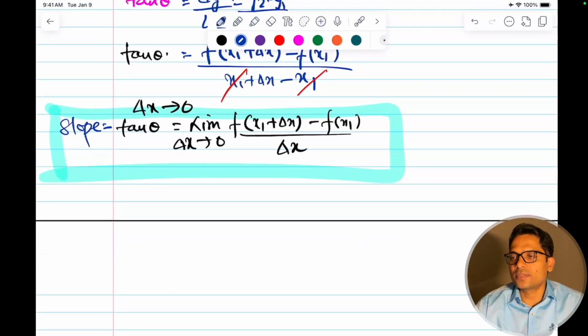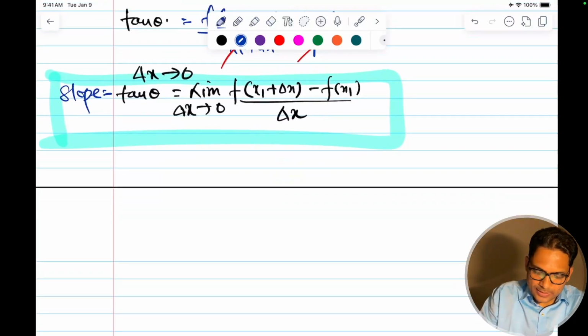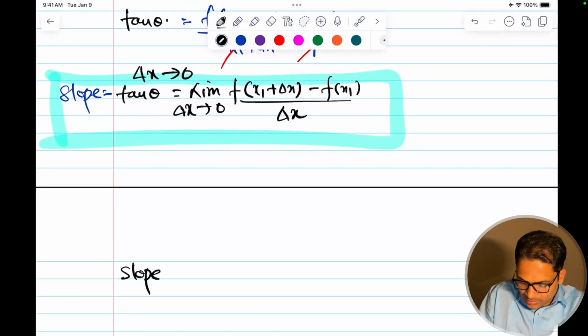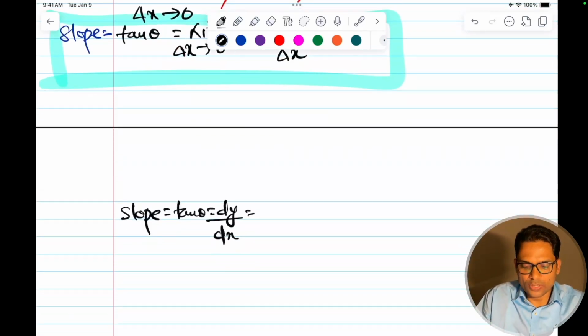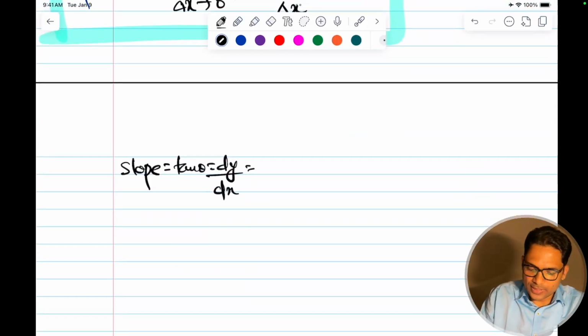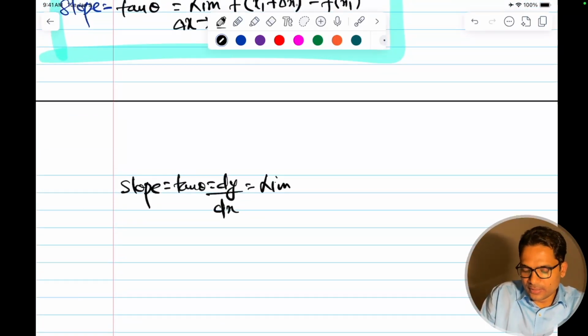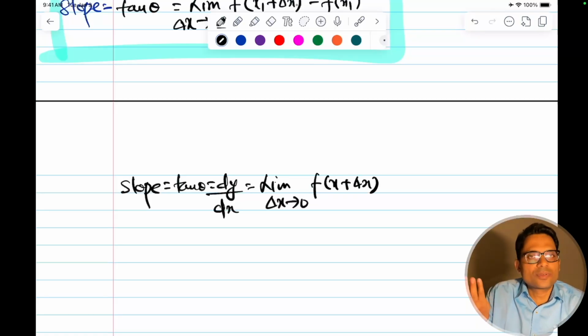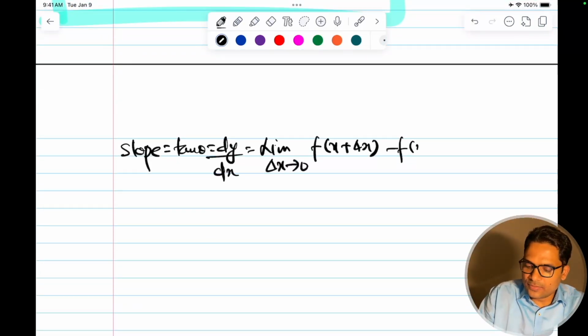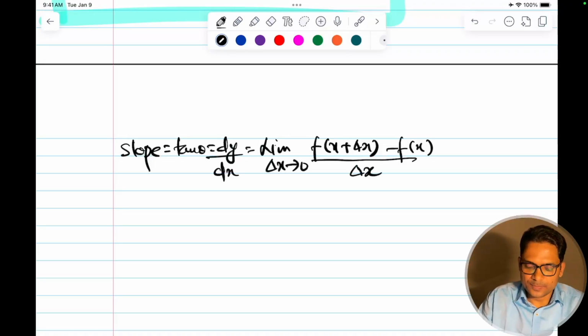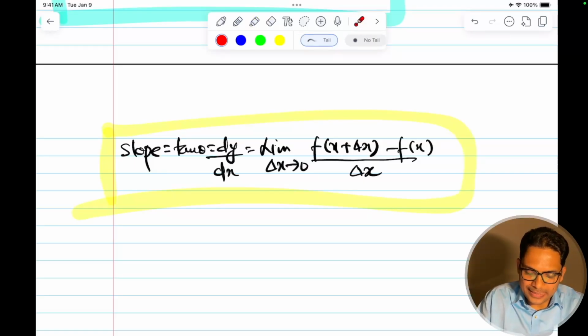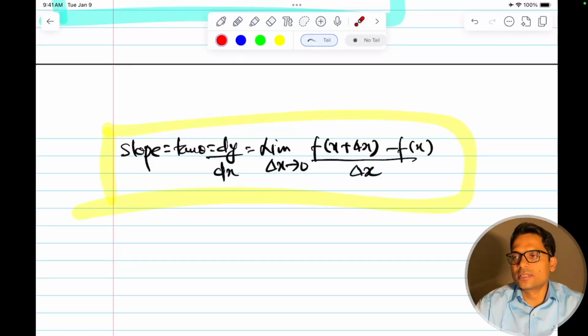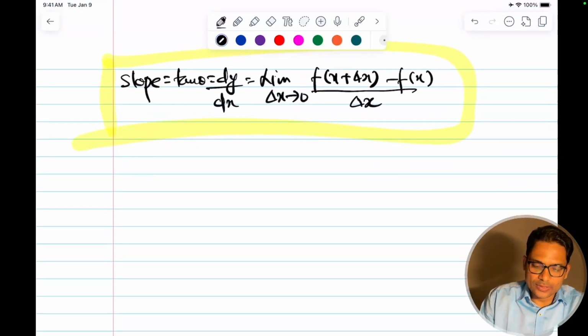If we generalize it further, my slope is equal to tan theta is equal to your dy by dx, that is your derivative. All these things are the same, and instead of x1 I'll just remove that x1. This will be limit delta x tends to 0 f of x plus delta x minus f of x by delta x, because it can be for any point. x1 was an arbitrary point. So this is your dy by dx derivative formula. I hope this is clear. Let's quickly check if it works.